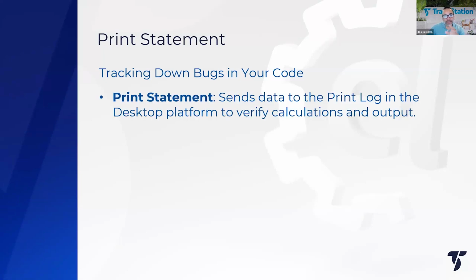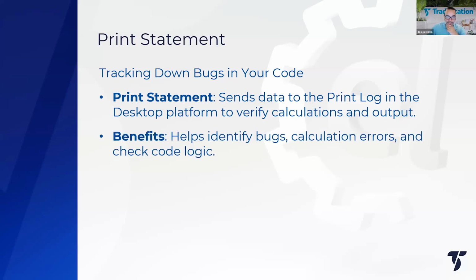What the print statement does is send data to the print log in the desktop platform to verify calculations and output. So it is within the desktop where you see the printouts of the print statement, and you'll be able to confirm the printouts. What are the benefits? It helps you identify bugs, calculation errors, and check code logic.